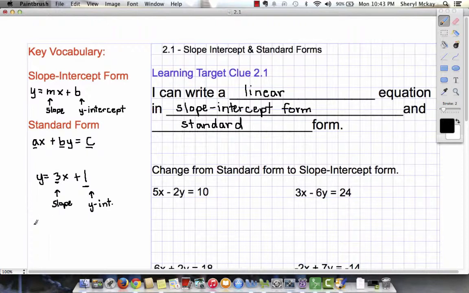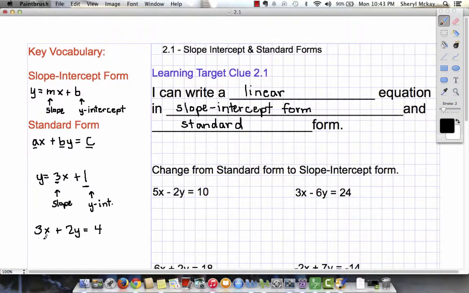Let's try another one. What about 3x plus 2y equals 4? 3x plus 2y equals 4. What do you think that is? Is that in slope-intercept form or is that in standard form? Why don't you make a guess?